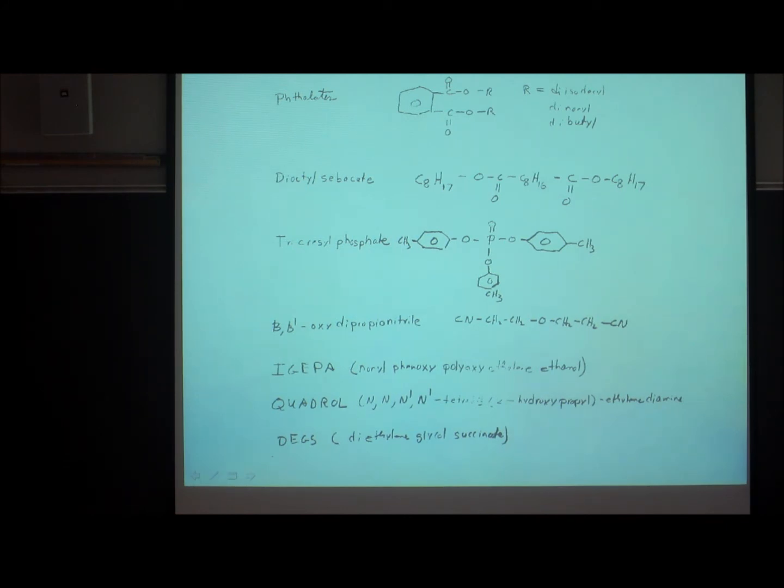Here are some other stationary phase materials. Any high molecular weight phthalate you can imagine has been used. Di-isodecyl, dinonyl, dibutyl phthalates have all been used. Sebacic acid is the straight chain dicarboxylic acid, with the C8 ethers or esters on either end. Tricresyl phosphate, this is a really polar stationary phase. Hundreds and hundreds of liquids are used, and the data is out there for them.